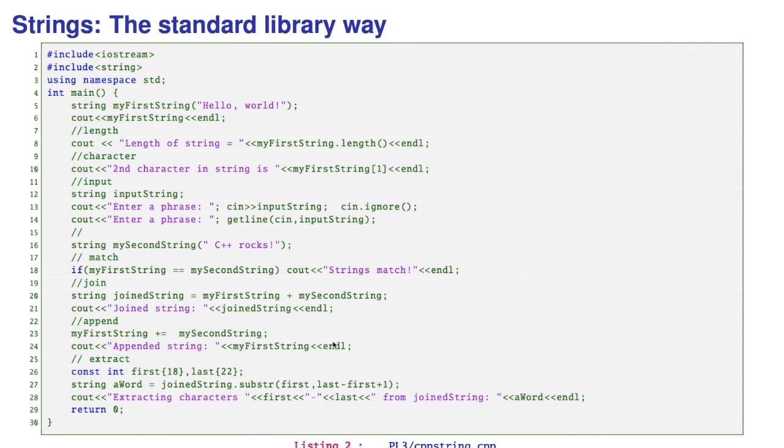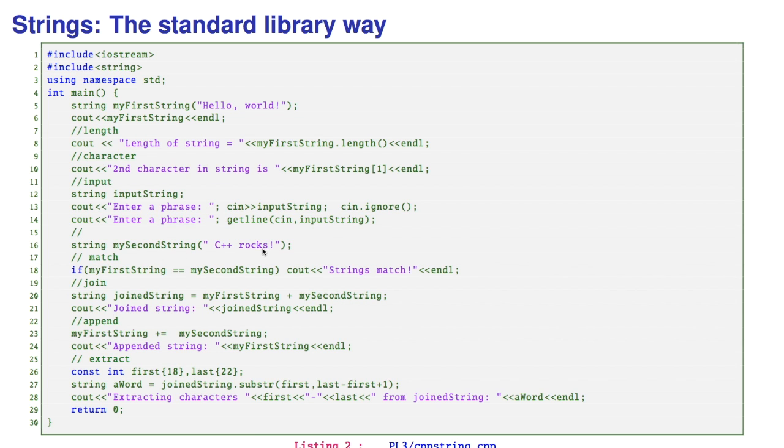So let's look at the whole code. Once again, it's a reasonably long code, but it's all available on the interweb. So the string, my first string, is hello world; you output it, you get the length of the string by calling the length function, you look at the second character, then you input a phrase in two different ways. We do it both by using cin, which would just read a word, and by using getline, because they're both demonstrated over there.